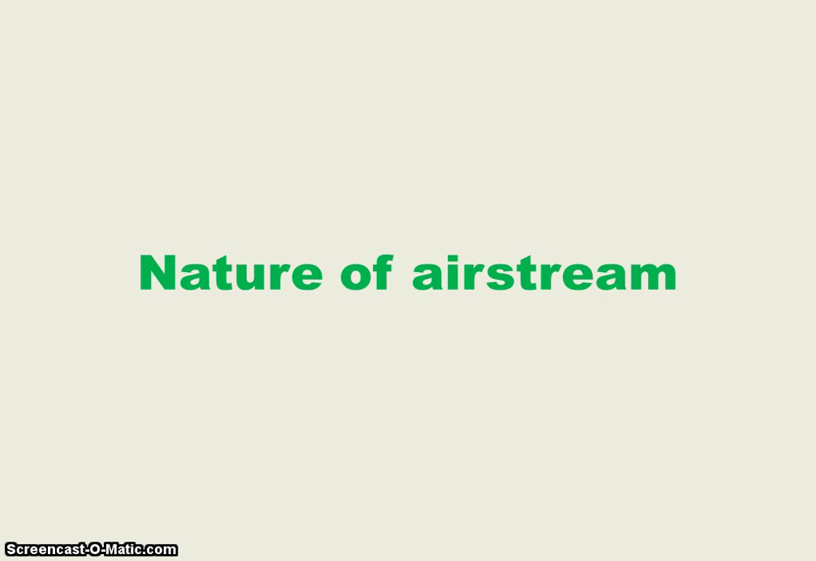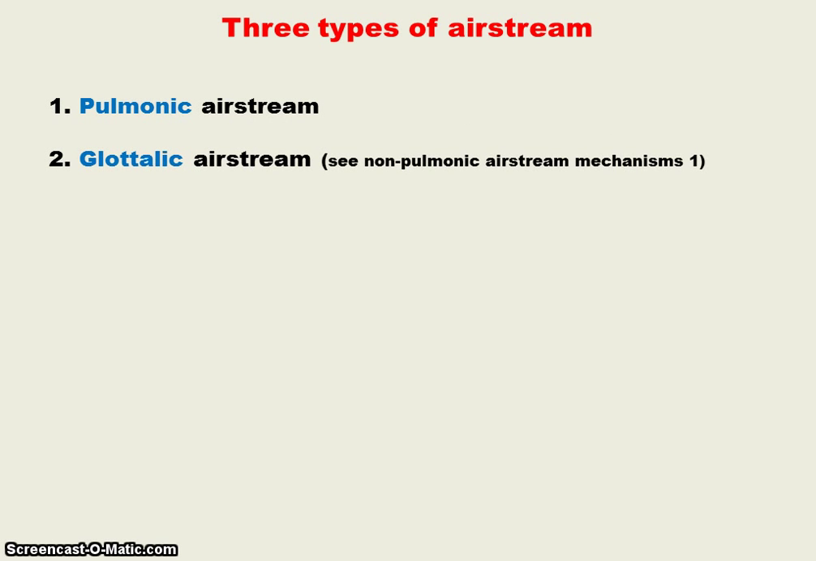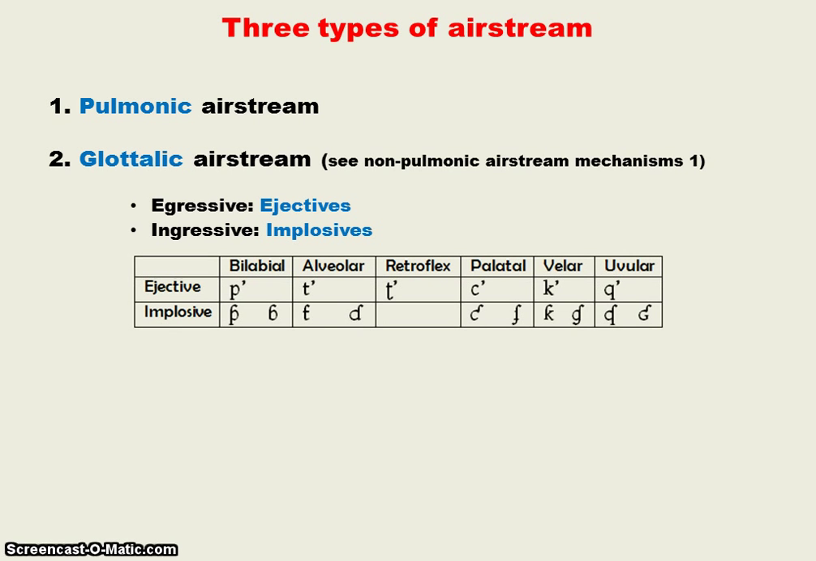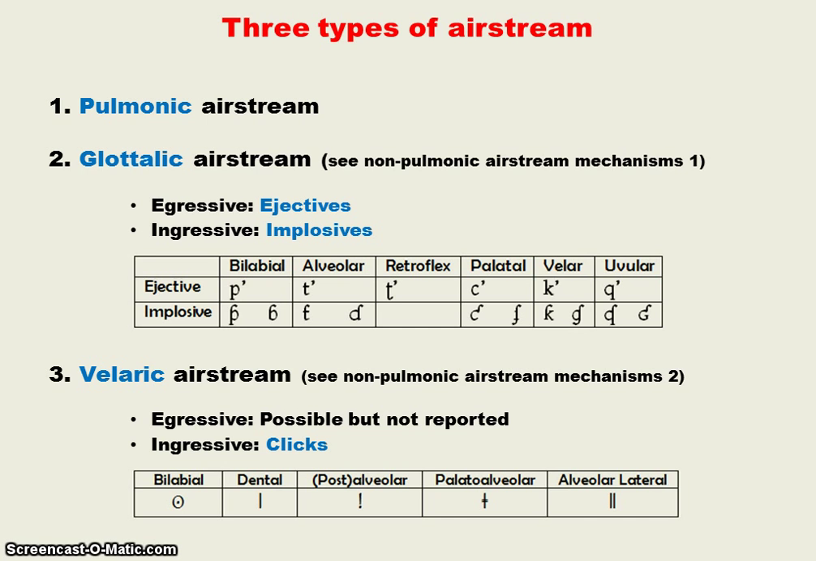Let's start with the nature of airstream. There are 3 types of airstream. The first one and the most generally used one is the pulmonic airstream. The second type of airstream is the glottalic airstream mechanism, and there are 2 types, the egressive type and the ingressive type. These are the consonants that are articulated using this type of airstream mechanism. The third type of airstream mechanism is the velaric airstream. It is generally ingressive, and the sounds that are articulated on this airstream are called clicks, and these are the sounds that we have.